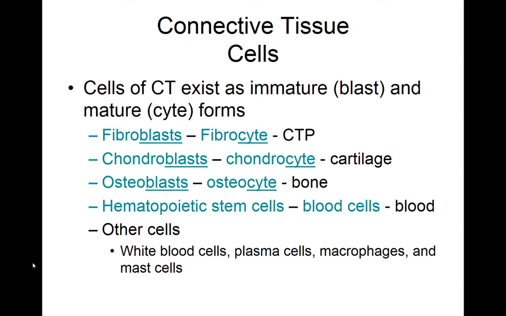The types of cells that we have in our connective tissue are either found as blasts or cytes. If it's called a blast, it means that it's an immature cell. If it has a cyte at the end of it, it's a mature cell. What's the difference between an immature and a mature cell?